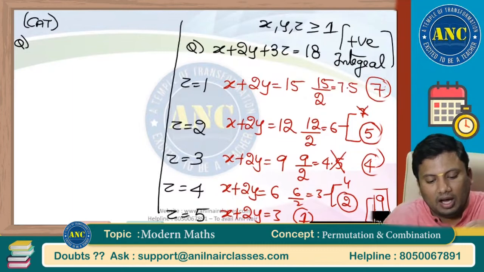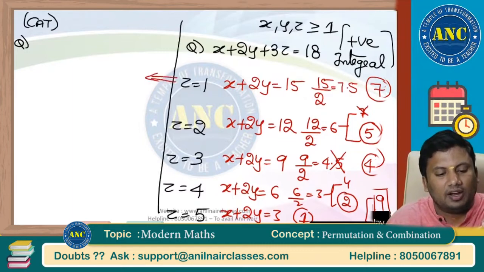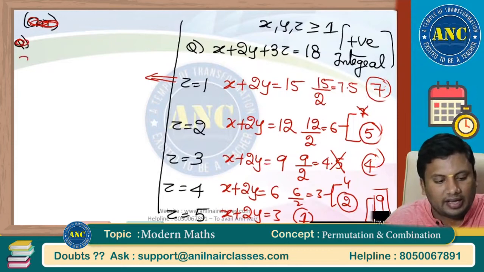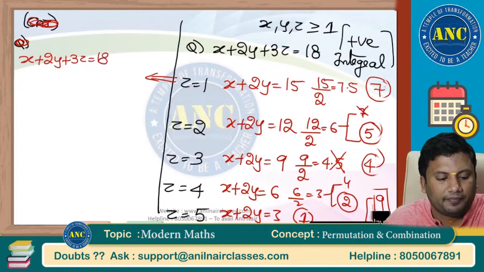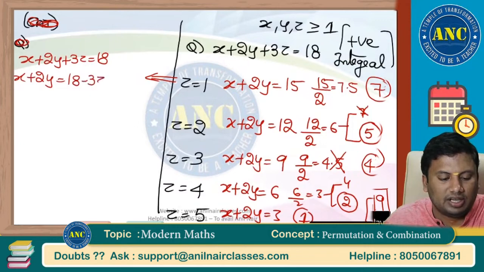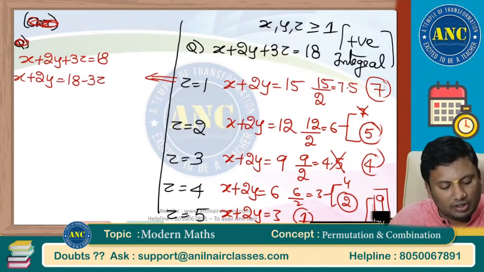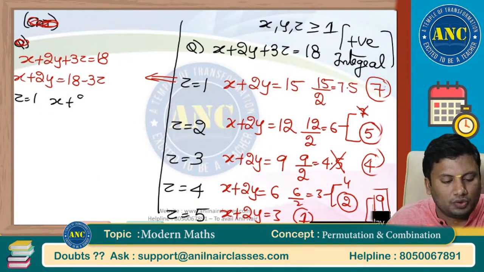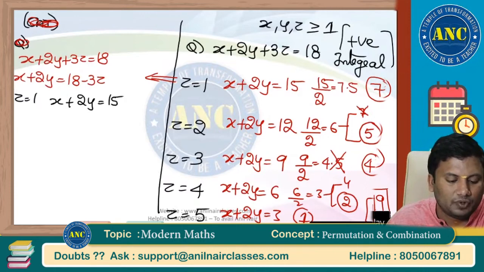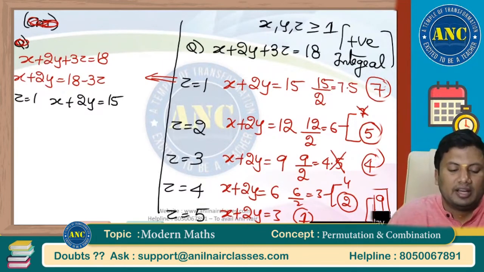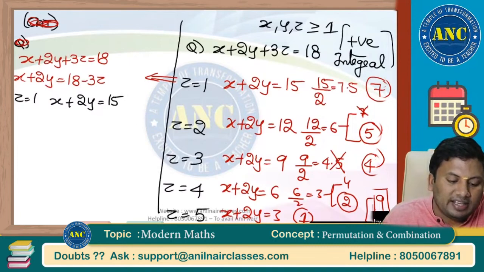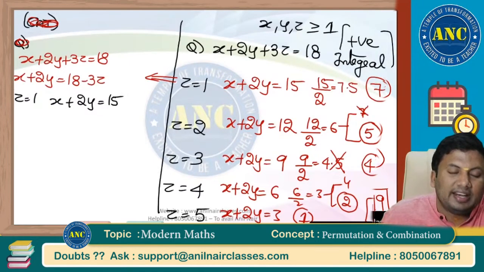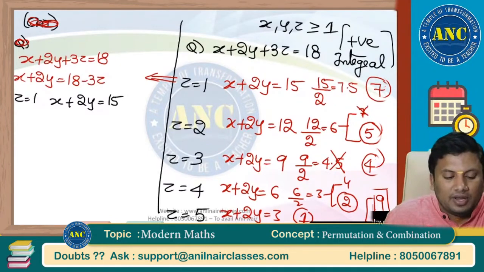It is clear, or you can look at this question from this angle also. Then we will solve the CAT question. X plus 2y plus 3z equivalent to 18. X plus 2y equivalent to 18 minus 3z. If z is 1, x plus 2y will become 15. Now see here. If y is 8, x plus 16 is 15. X will become negative. Y cannot be 8.